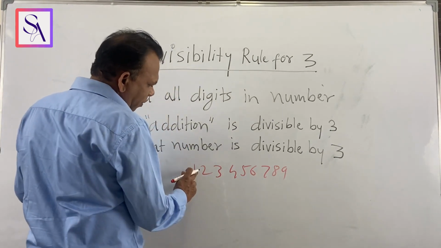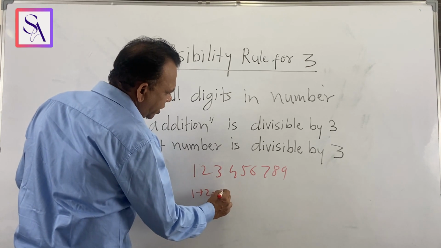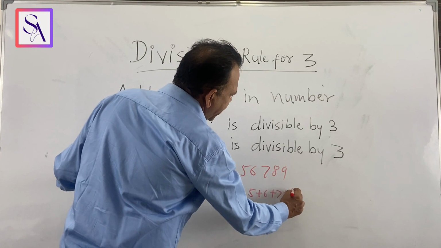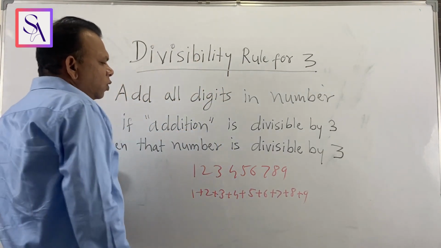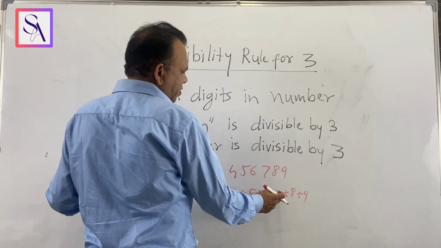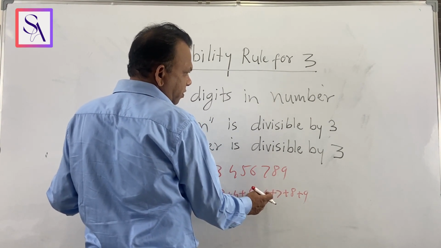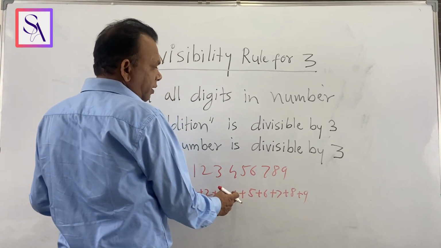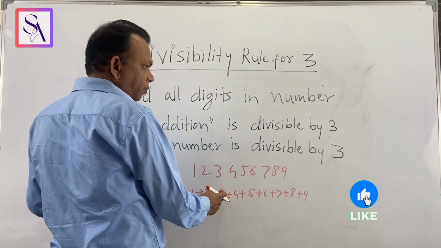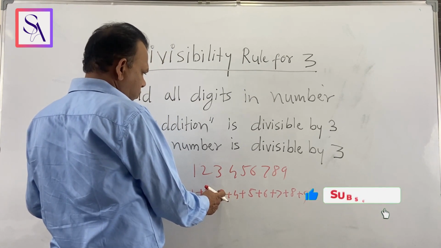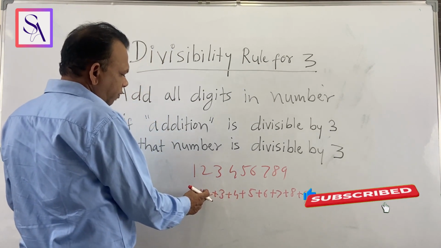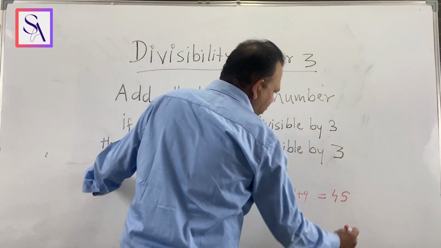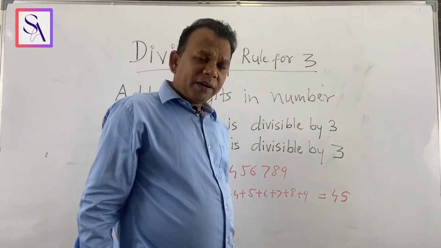How will I do it? I will add 1 plus 2 plus 3 plus 4 plus 5 plus 6 plus 7 plus 8 plus 9, right? So 9 plus 8, 17, 17 plus 7, 24, 24 plus 6, 30, 30 plus 5, 35, 35 plus 4, 39 plus 3, 42, 44, 45. So the total came to 45. So 45 is divisible by 3.